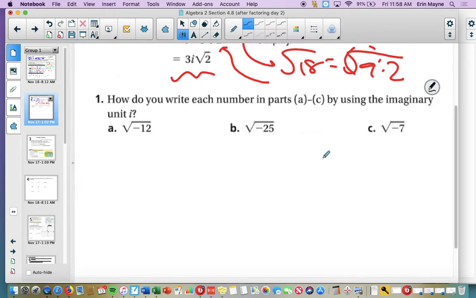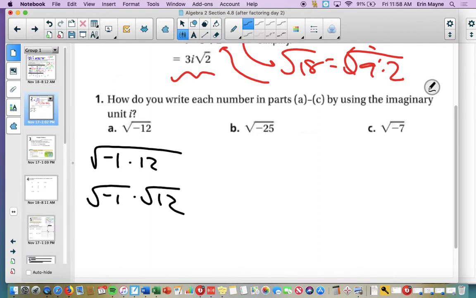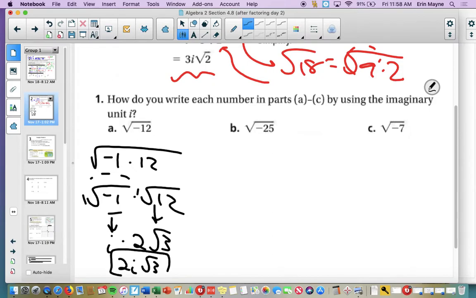So square root of negative 12, for instance, is going to be the square root of negative 1 times 12. I'm going to split this up. And like we just talked about, this square root of negative 1 will become I. This square root of 12 reduces by pulling a 4 out as a 2. This is 2 root 3. And then we're going to get in the habit of putting the coefficient in front of the I like that. Go ahead and hit pause and try B and C.